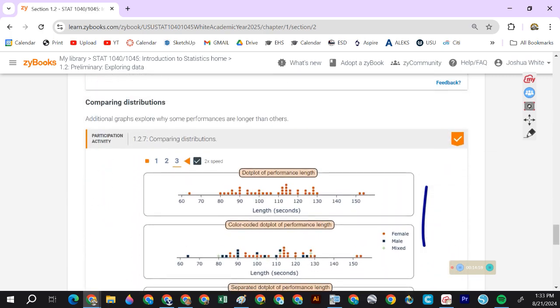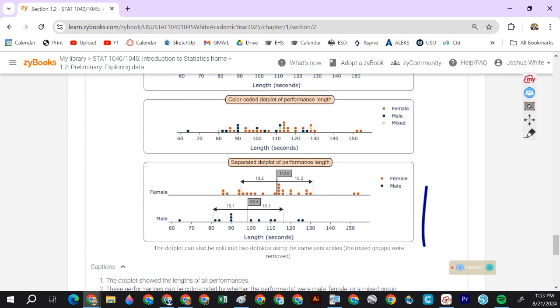So the females are slightly more spread out. How do we measure spread? The standard deviation. So on average, the females were 18.2 seconds away from the average. And for males, they were 18.1 seconds away from the average. So I guess technically the answer is female. What did it want? Both. It called them the same. So it's saying that that's close enough. We're just going to call it even.